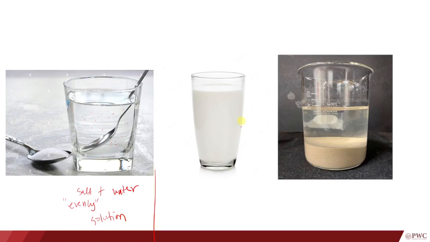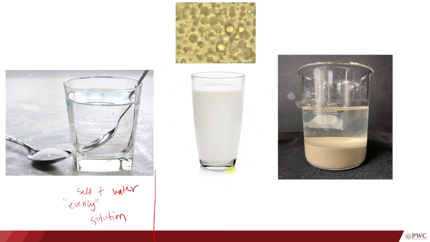This one, at first sight, may look like a solution because it has one visual appearance, one texture, one form. But if I look at this one under a microscope, I can still see the uneven distribution. I can still see the particles of some components in the mixture. Now this one is a colloid.